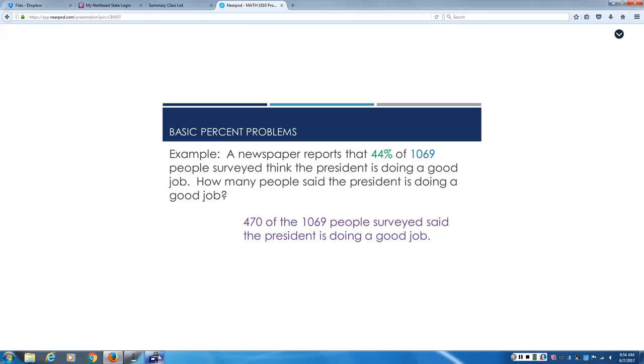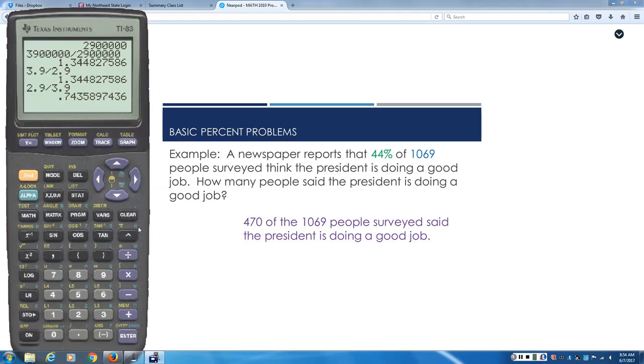That's exactly right. So our after number is 470.36. Now, can you have 0.36 of a person? No, people only come in whole numbers. So we're going to use our standard rounding rules in this case. 0.36 is less than 0.5. So we're going to round down to 470.